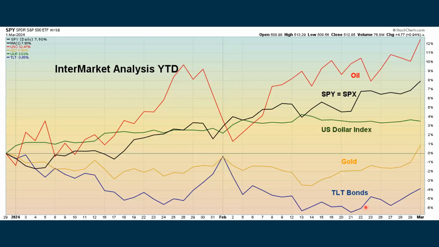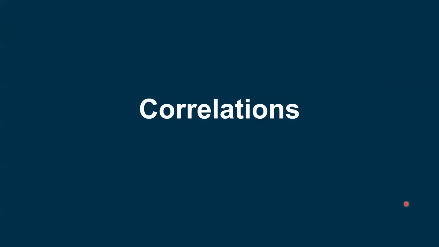Here's the InterMarket Analysis chart showing how since the beginning of the year, oil has been doing the best, followed by stocks, the dollar. Gold has finally turned positive, seeing some improvement with bonds, but still negative.